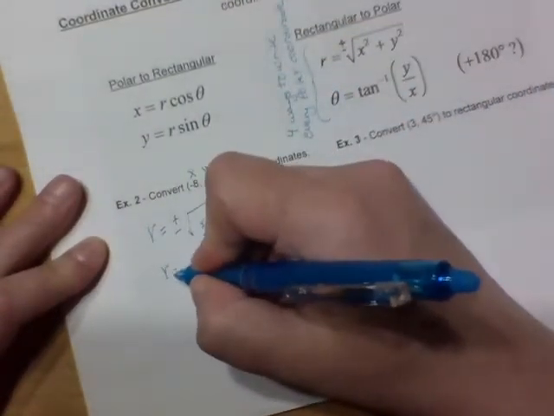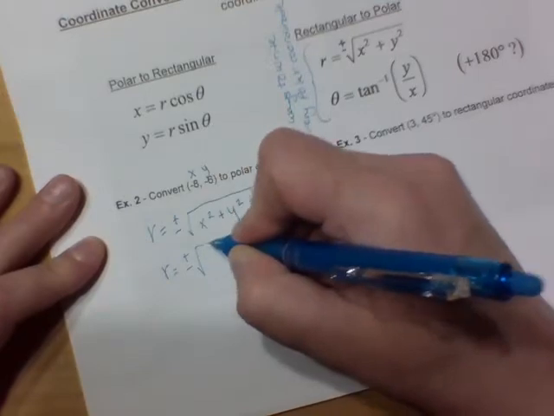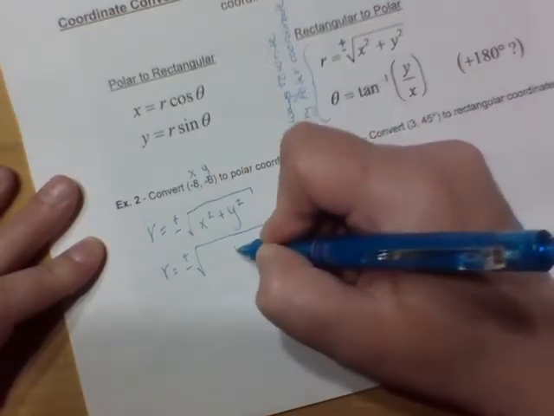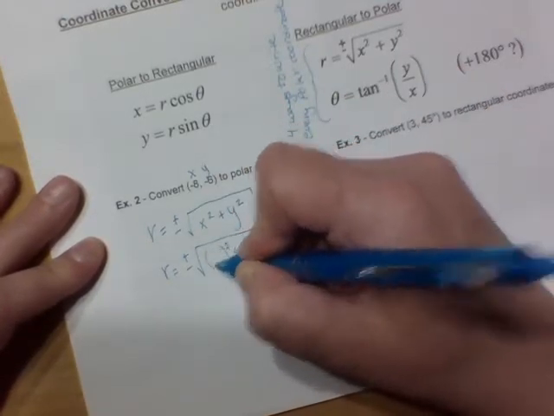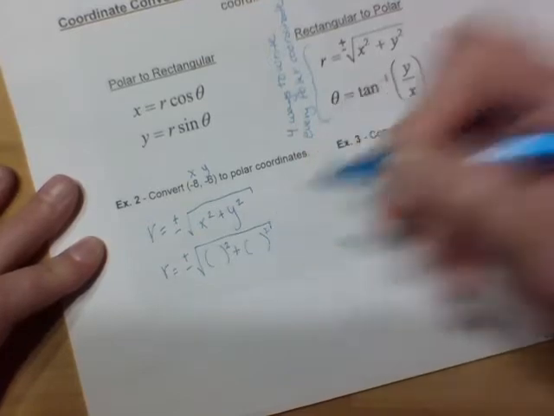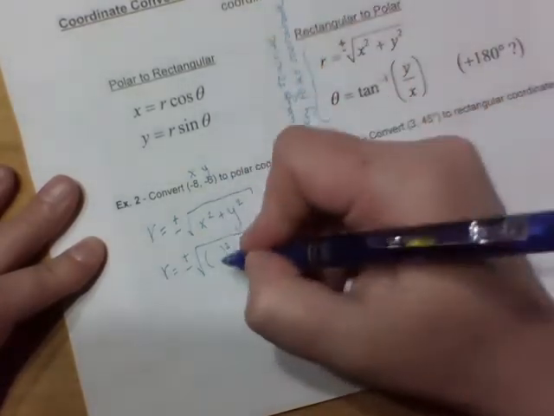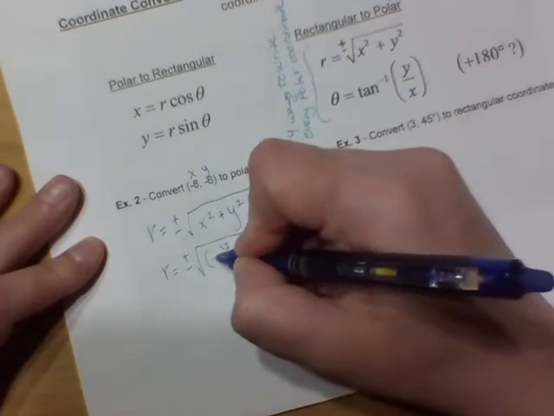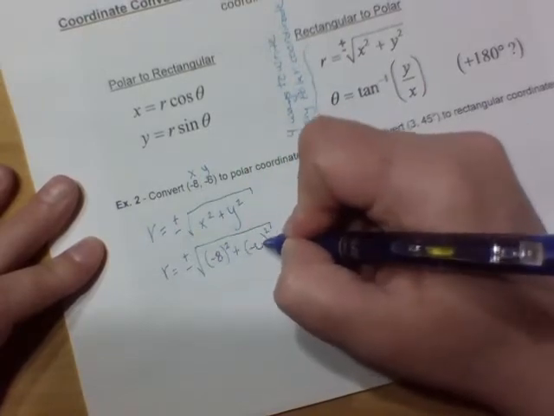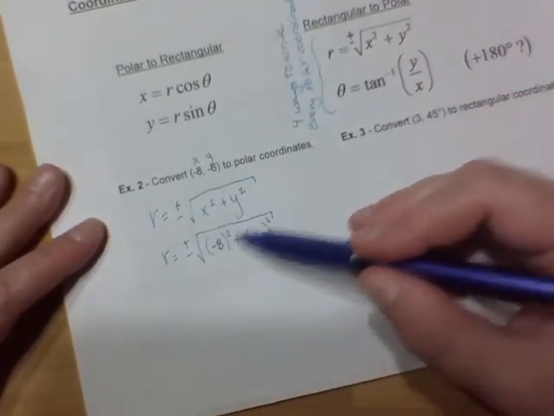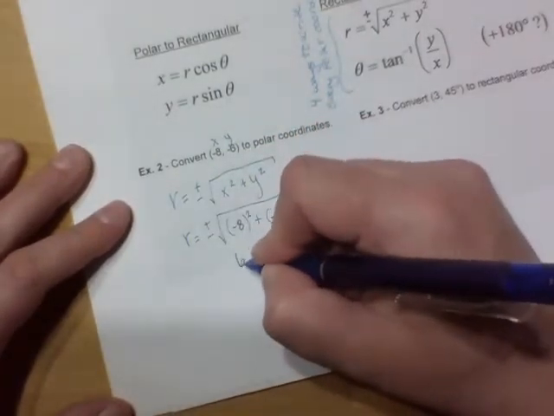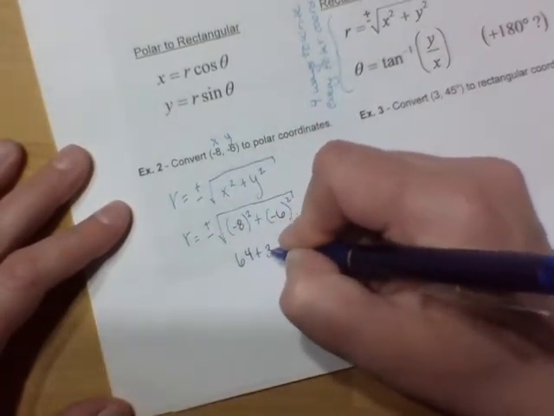So r is going to be a plus or minus the square root of -8 for my x and a -6 for my y. But then these two things squared makes 64 and 36.